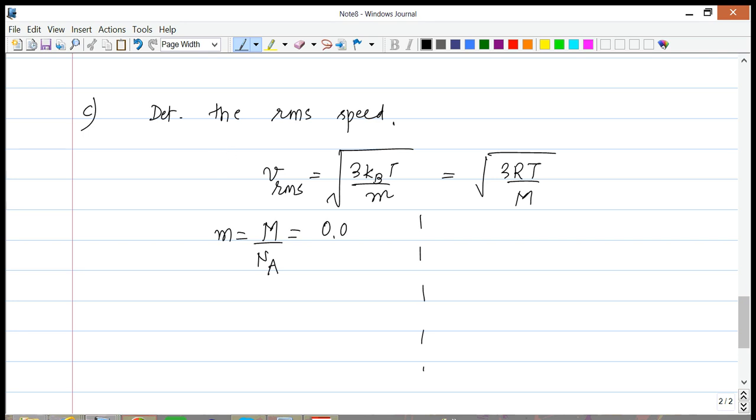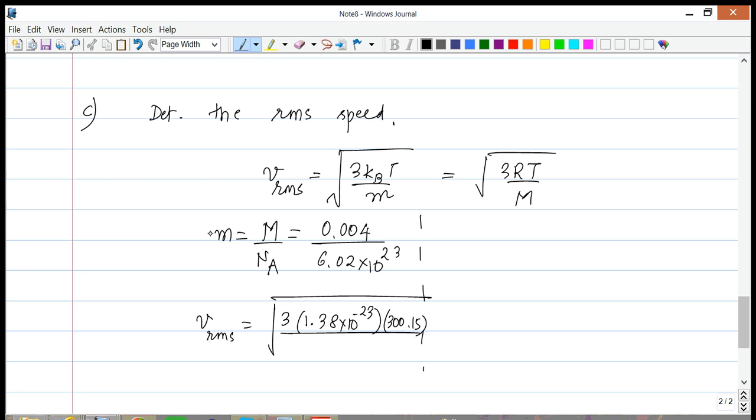The molar mass is 4 grams, so remember you have to convert it to kilograms, divided by the Avogadro number 6.02 times 10 to the 23. So this gives us the mass of each particle, and now I can write Vrms equals the square root of 3 times 1.38 times 10 to the minus 23 multiplied by 300.15, divided by the number that you end up getting, so divided by this value of m that you will obtain. Calculate this and see what you get.